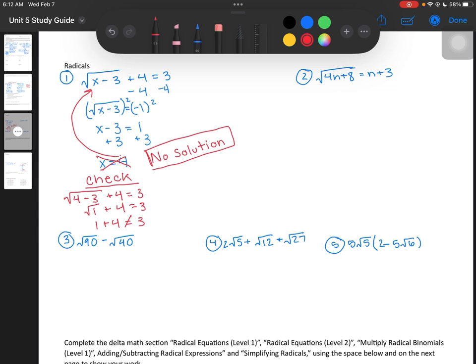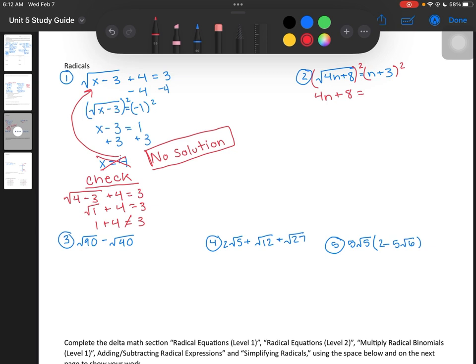So let's take a look at number 2. So on number 2, our square root is already isolated here. So I'm going to go ahead and square both sides of the equation. The square root and square cancel out on the left side. So I have 4n plus 8.